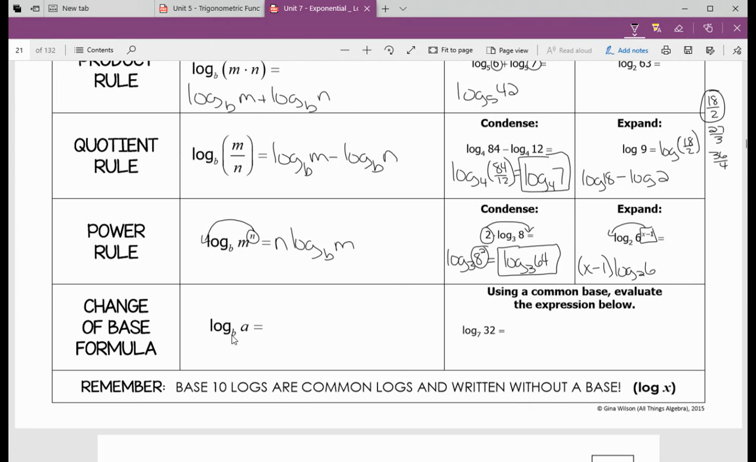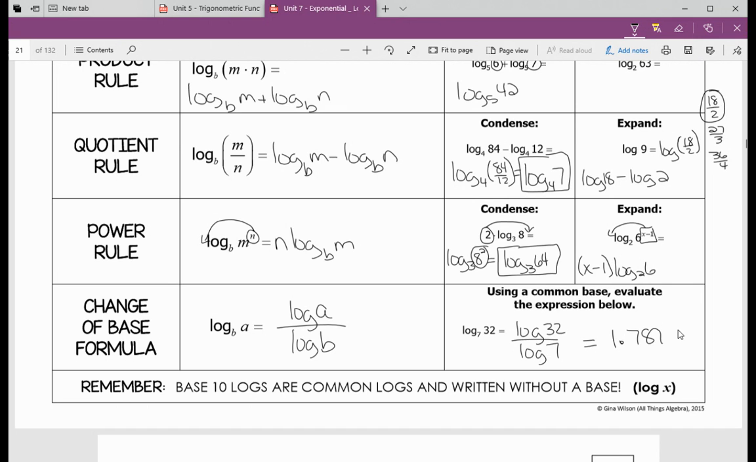And then our last one is the change of base formula, which says if you have log base b of a, you can take log of a and divide it by log of b. These are the ones that we did where we could actually type them in the calculator. So here I would have log of 32 divided by log of 7. And I apologize, I forgot to calculate that in advance. And that would give you roughly 1.781.